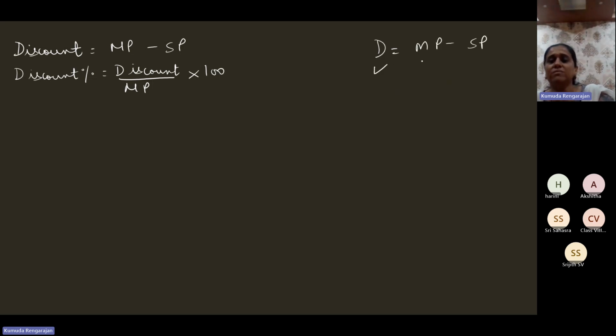Supposing discount is given and mark price is given, you can substitute here and find the selling price. Supposing selling price is given and discount is given, you can substitute here and find the mark price. So in this formula, we have three unknowns: discount, mark price, selling price. When you know any two of them, you can find the third one using this formula. This formula is not only to find discount.